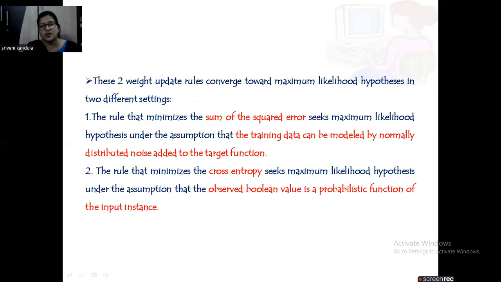So finally, what we can conclude is that the maximum likelihood hypothesis that we have obtained is going to minimize the sum of the squared error when the training data is modeled by normally distributed noise. And when you are using cross entropy, then the observed Boolean value is a probabilistic function of the input instance.